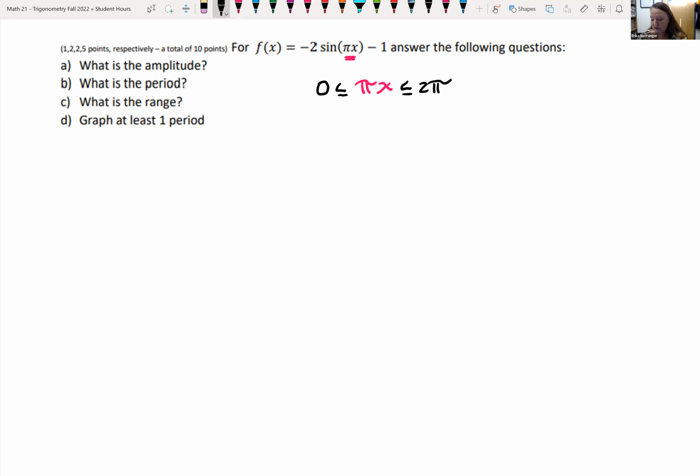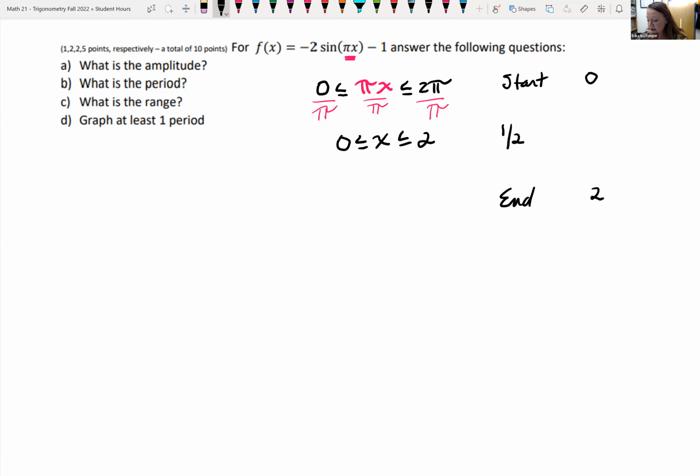Solving for x in this compound inequality, we divide everything through by pi. Doing that, we get 0 is less than or equal to x is less than or equal to 2. I may ask you on the exam, what's the start value of one of your periods? Here, our start value is 0. What is the end value of one of your periods? In this case, because we did this, we can see it's 2.